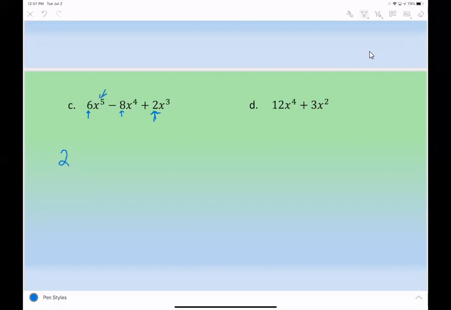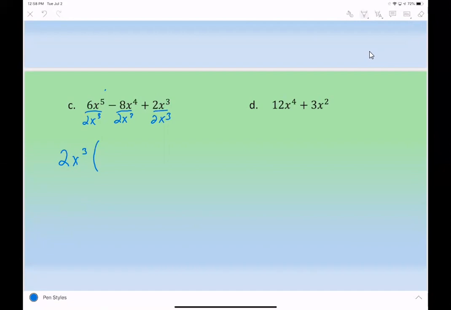Well, they all have x's. So there's x to the 5, 4, and 3. The smaller is 3. So we're going to use the smaller exponent in our GCF. Now what we can do is divide the terms by our GCF, 2x cubed. And you really don't have to show it like I'm doing if you feel like you can look at it and determine. But sometimes students are visual.